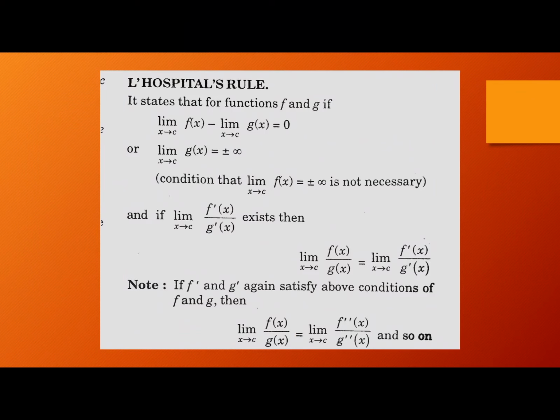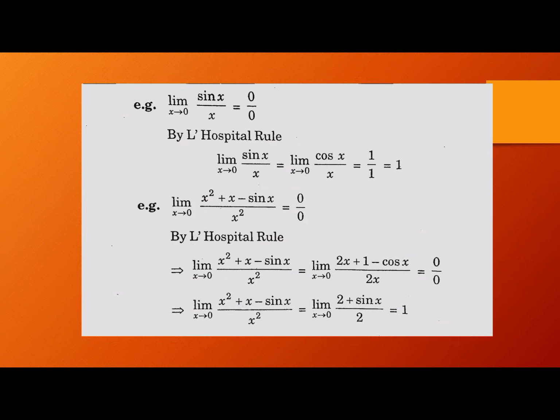We have a note here. If f dash and g dash again satisfy the above conditions of f and g, then limit x tends to c f of x by g of x is equal to limit x tends to c f dash x by g dash x, and so on. We have a few examples for L'Hospital's rule. Limit x tends to 0, sin x by x is equal to 0 by 0. By L'Hospital's rule, limit x tends to 0, sin x by x is equal to limit x tends to 0, cos x by 1, which is equal to 1 by 1, which is equal to 1.